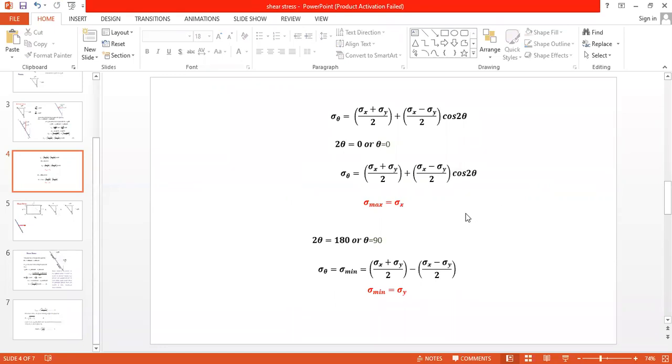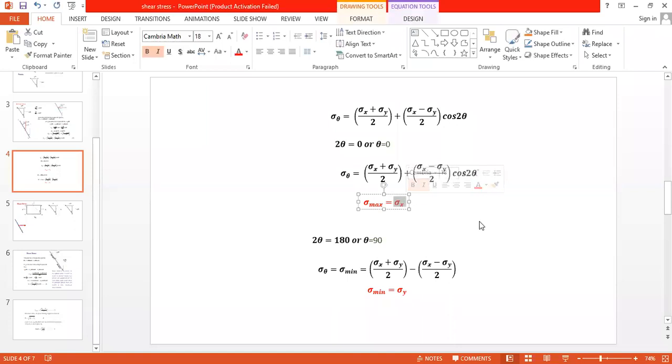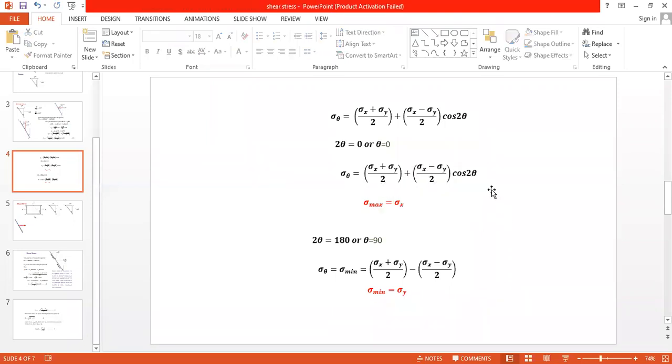Therefore the plane which is making an angle theta equal to 0 is the plane carrying maximum normal stress. That means this sigma x is the maximum normal stress, that is the major principal stress, and theta equal to 0 is the position of the major principal plane, that is the plane carrying maximum normal stress or plane carrying maximum or major principal stress.